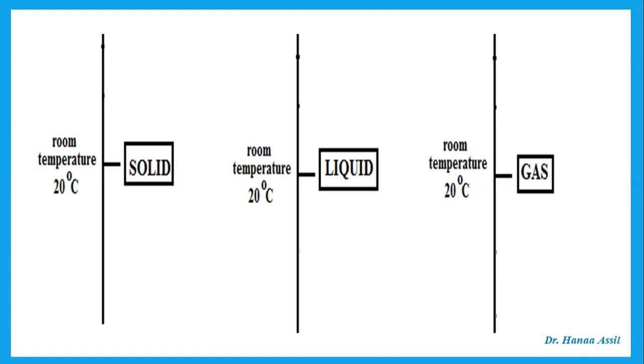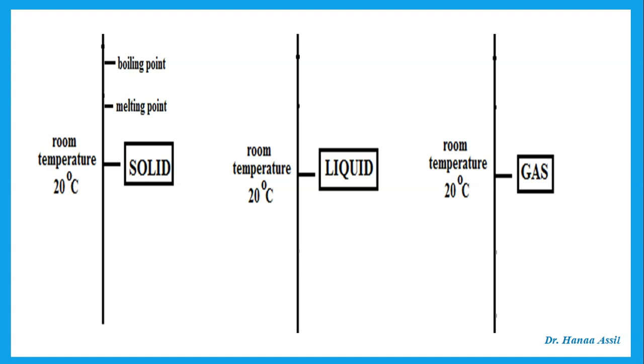Now you should know, if we say a substance is a solid at room temperature, that means, is the melting point high or low, and the boiling point high or low? If it's solid, that means it has not melted yet, it has not boiled yet. So that means the melting point and boiling point are higher than room temperature.